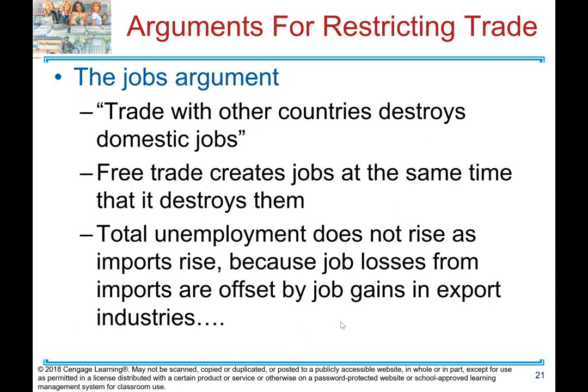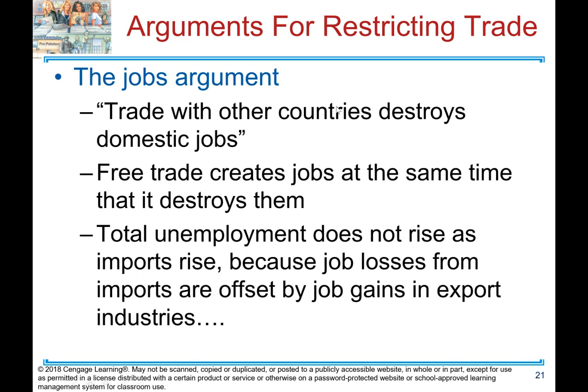Now, let's look at some arguments for restricting trade. What are some of the arguments? Remember, trade is a hotly contested issue in society. Some people like it, like producers. Some people don't like it, like trade unions who are trying to protect workers. So, the jobs argument.